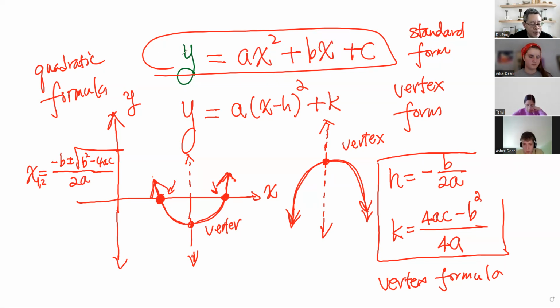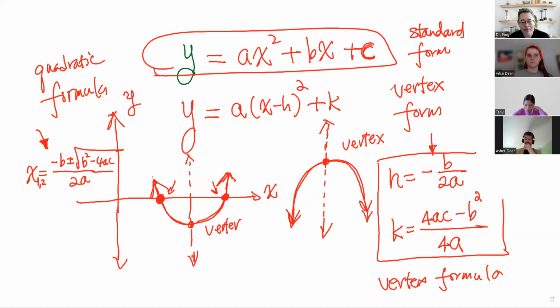So if we know the standard form, we can figure out its vertex point. We can also figure out the x-intercept points. Now, the y-intercept point is pretty easy. It's when x equals 0. So c is our y-intercept. To find the x-intercept, we need to use the quadratic formula.